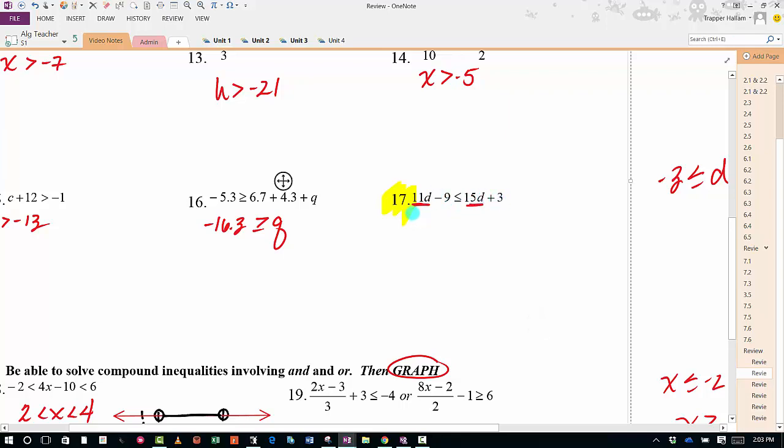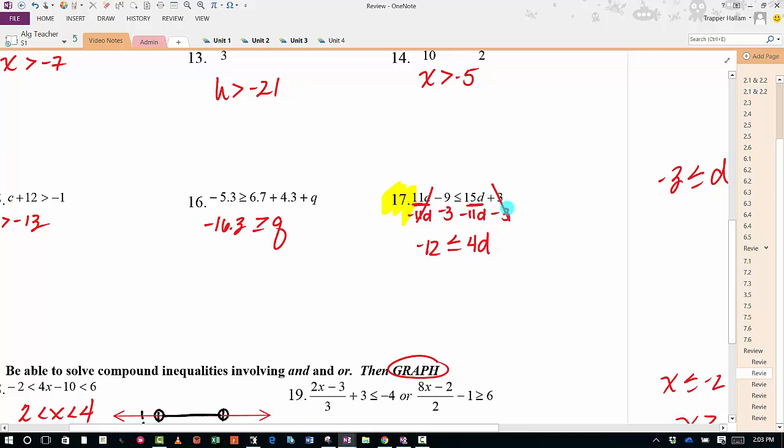Well, let's keep my d positive, so our first thing that we're going to do is go ahead and subtract the 11d off from the left, and we'll move it to the right. That'll keep my d's positive. So that means that we need to move the numbers to the other side, so I'm going to subtract 3 here from both sides. Those turn to 0, those turn to 0. So I get negative 9 and negative 3, which is going to give me negative 12, which is less than or equal to 15d minus 11d, which should give me a 4d.